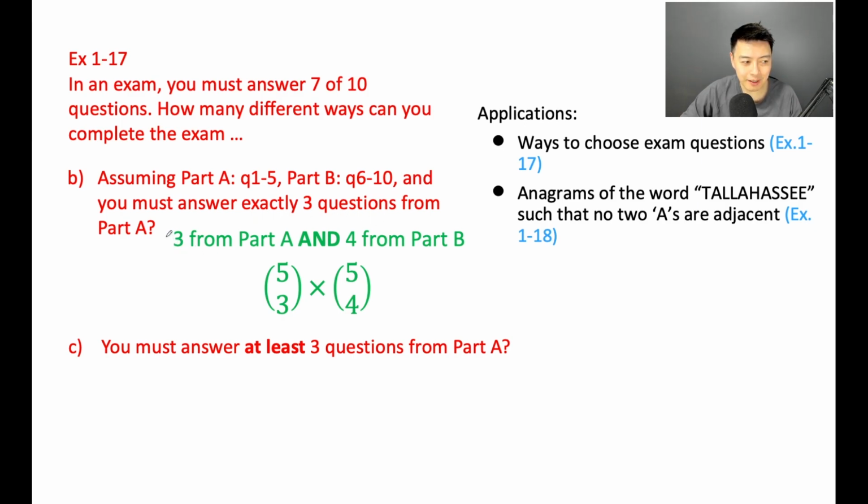So the product rule: in order to complete the whole exam, I have part A and part B, so I have a first stage and a second stage. There's 5 choose 3 ways to complete the first stage, because there are 5 questions altogether and I choose 3, again in no order. And then from the next 5, I choose 4. So to do exactly 3 questions from part A, it's 5 choose 3 and 5 choose 4.